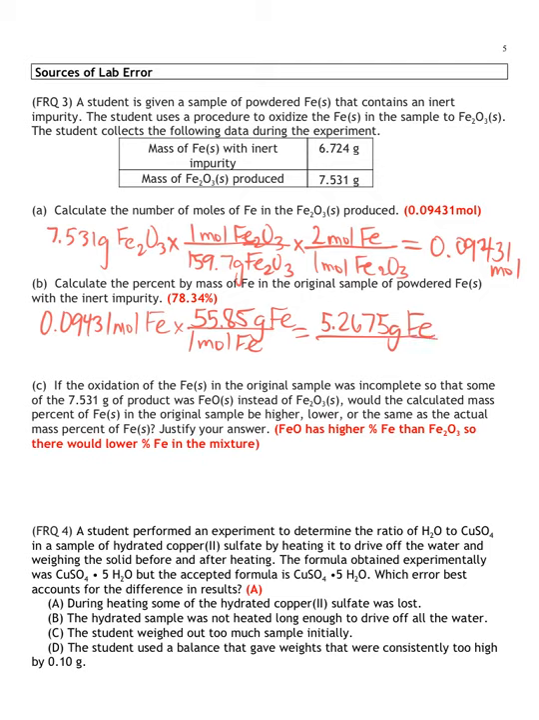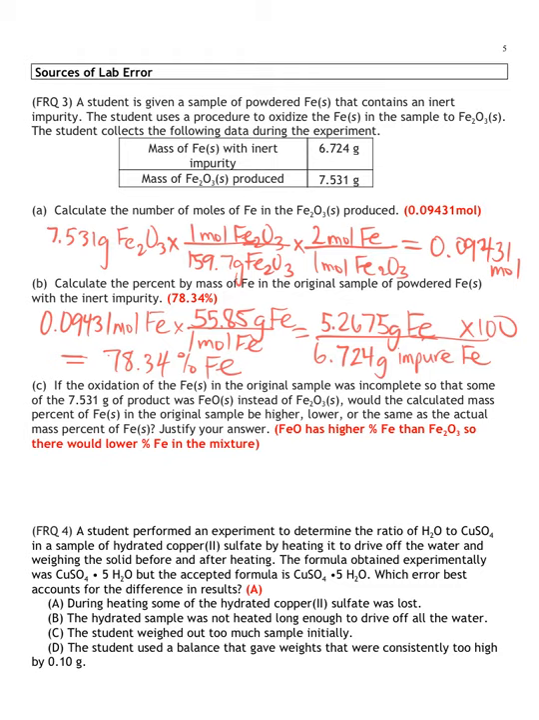And then I'm going to take that and divide it by the total mass, so that's the mass of iron divided by the total mass of the impure iron sample. And then times it by 100 to get my percentage. And upon doing that, I get a percentage of 78.34% iron in that sample.